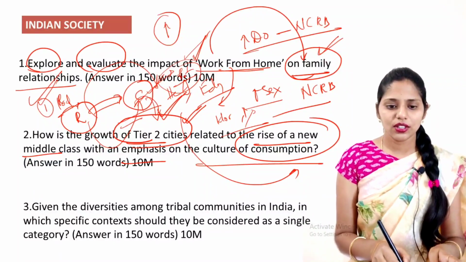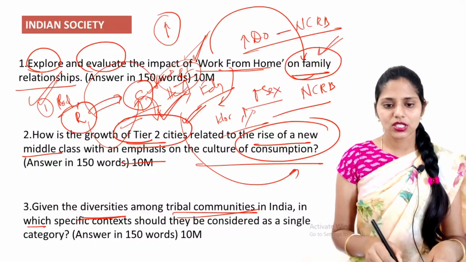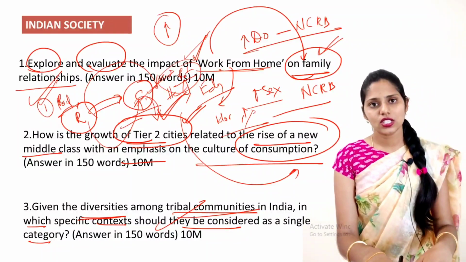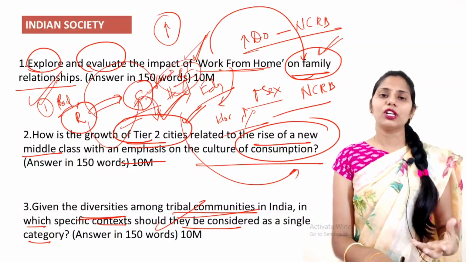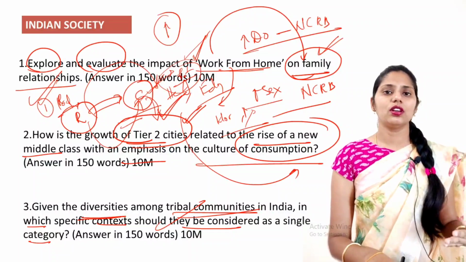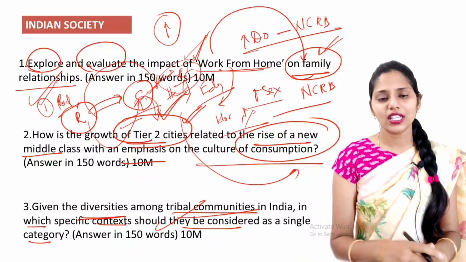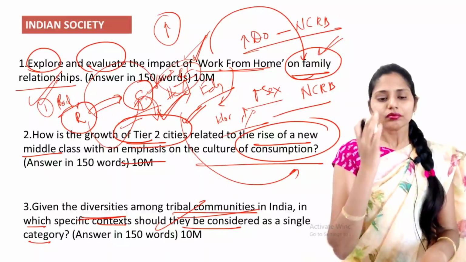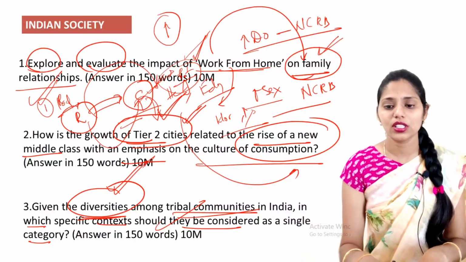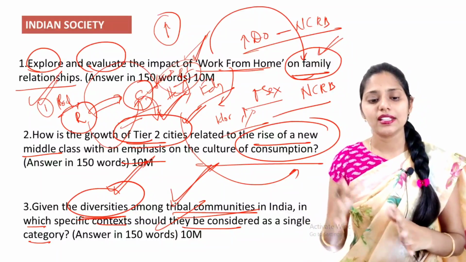And the next question is, give the diversities among the tribal communities in India. In which specific context should they be considered as a single category? In these tribal communities, if you are talking about different tribal groups, for example Nagas and Chenchus, we have different tribal communities present in India, and they have unique characteristics. Here you have to give what are the diversities, what are the differences seen among these tribal communities in India, and in which areas we can consider them as a single category.